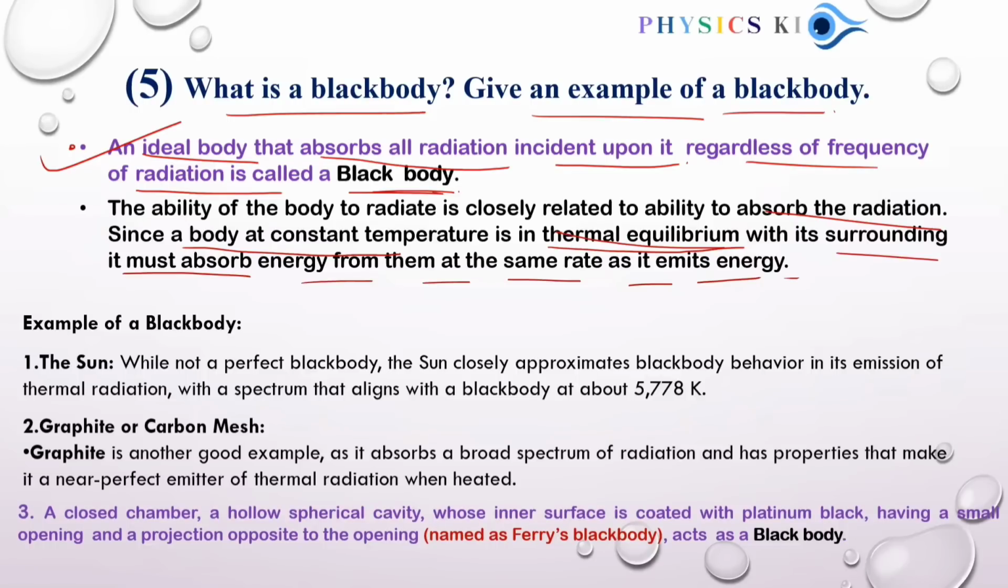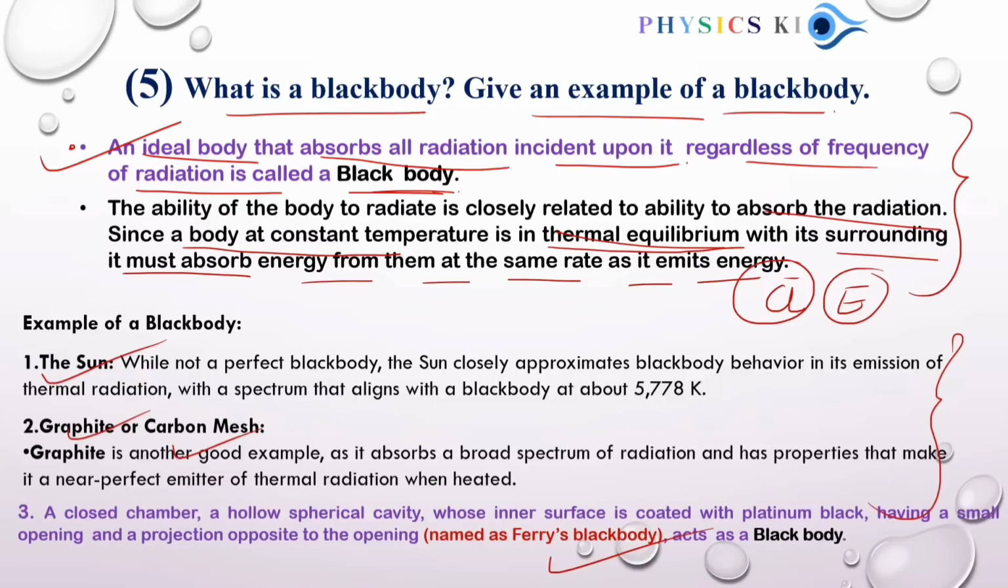जितनी भी एनर्जी उसने एब्जॉर्ब की है, उतनी ही एनर्जी वो इमिट भी करेगा. वैसे बोलते हैं ना कि ब्लैक बॉडी इज अ गुड एब्जॉर्बर एज वेल एज गुड emitter also. So this is the definition of the black body. An example like the sun or the graphite or carbon mesh, or another example is ferrous black body. So just go with these three examples. You got 2 out of 2 marks.